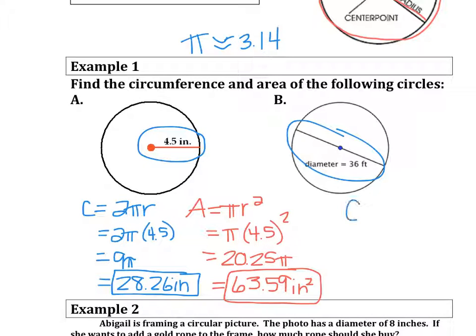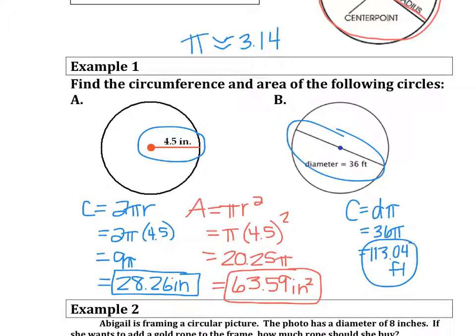Now in the next example, they've given us the diameter. So for circumference, I'm going to use diameter times pi as my formula because it's more convenient since they've already given me the diameter. So it's 36 pi. And believe it or not, that would be your final answer for circumference if they asked you in terms of pi. But since it isn't right now, I'm going to multiply by 3.14, and I would get 113.04, and that's in feet.